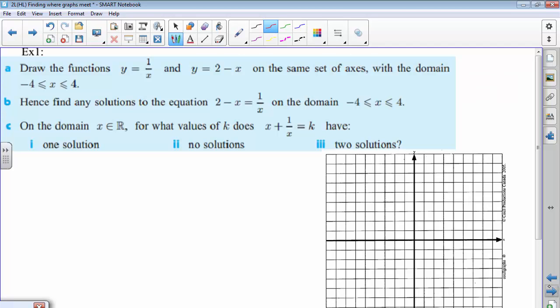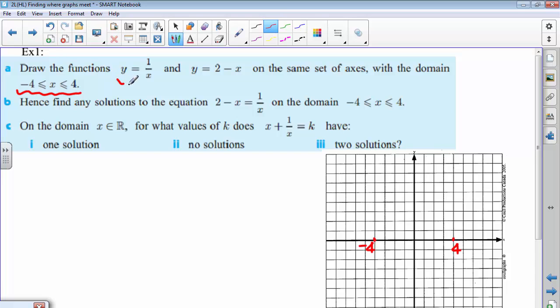So right now, we look at this example. Let's draw the functions y = 1/x and y = 2 - x on the same set of axes with the domain -4 to 4. So there is a domain for the graph, which means you don't have to graph too much. That's all what you need.